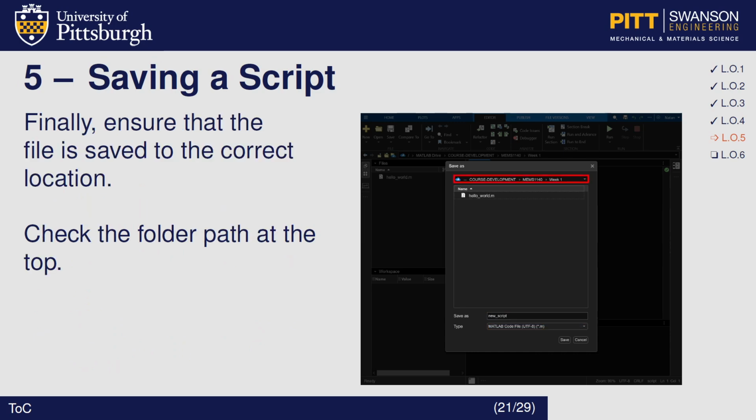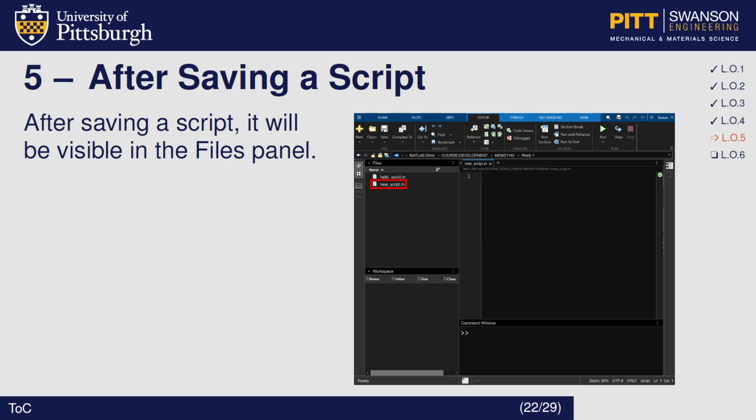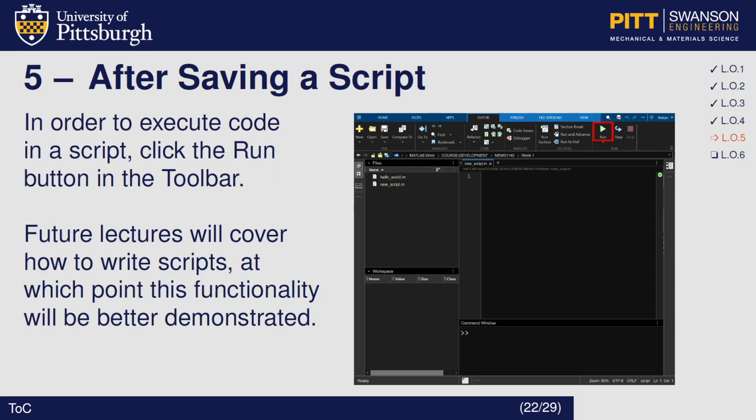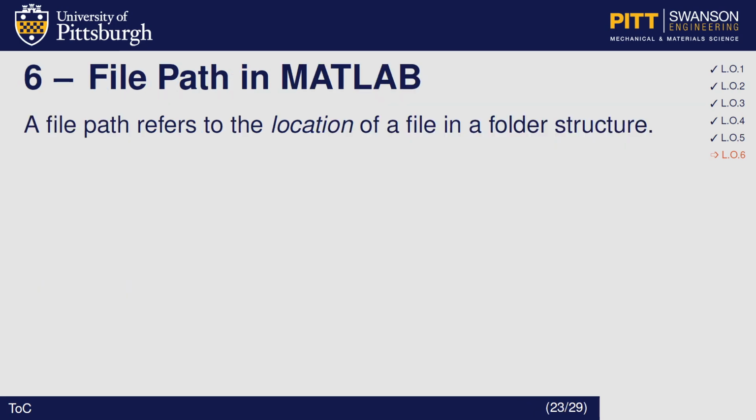And finally, ensure that it is being saved to the correct location in the folder path at the top of the window. After saving a script, it will be visible in the Files panel, and the Editor tab will be renamed. You can also click on the Run button in the toolbar to execute any code written in the script. Future lectures will cover writing scripts in more detail, and that brings us to an important discussion about file paths.